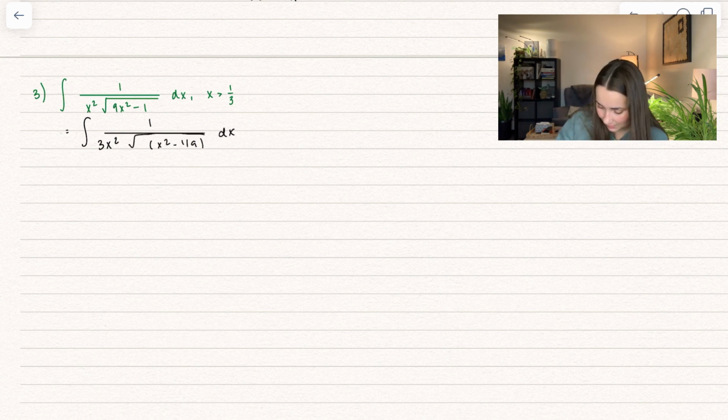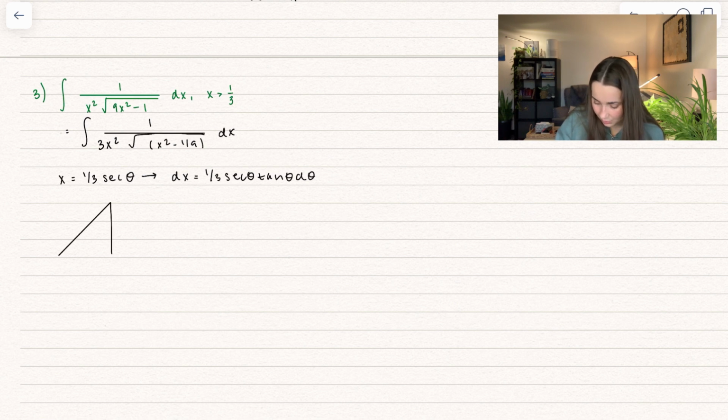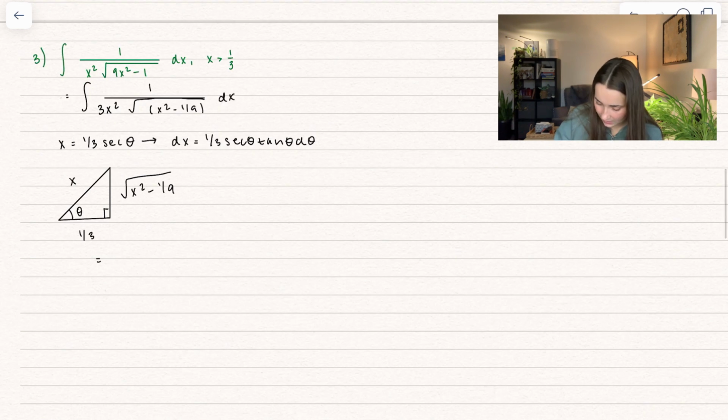So now we can go ahead and set up our substitution. x is equal to a, which is going to be 1/3, right? 1/3 squared is going to be 1/9. Secant of theta, we can go ahead and find dx. So dx is going to be equal to 1/3 secant theta tangent theta d theta. And we can also set up our triangle. And notice this is an indefinite integral, so we don't have to do anything with the bounds. And we're going to actually have to use the triangle later to replace back in, and you'll go ahead and see that. So it's going to be x, that's going to be 1/3, and that's going to be the square root of x squared minus 1/9.